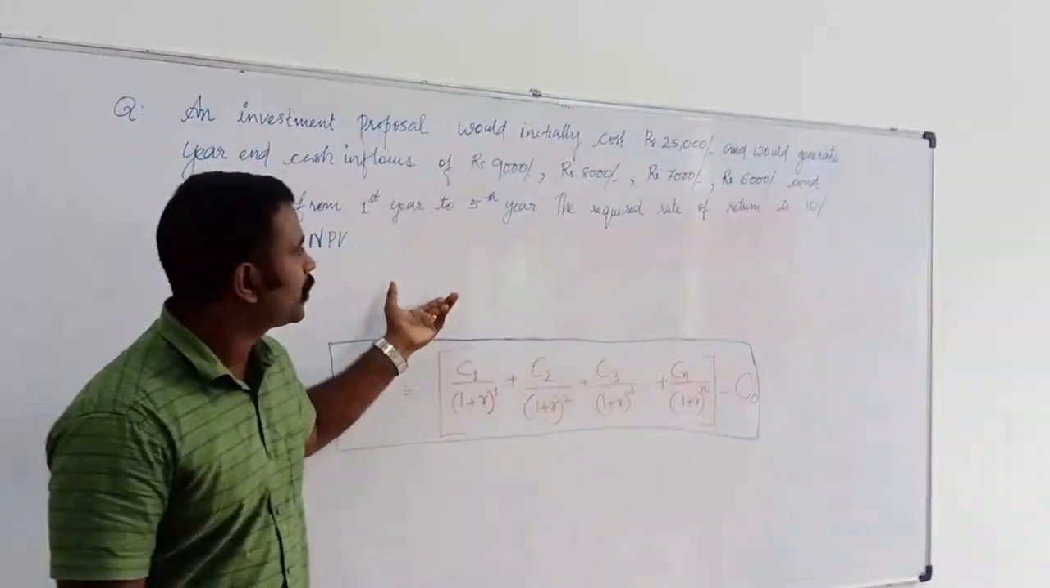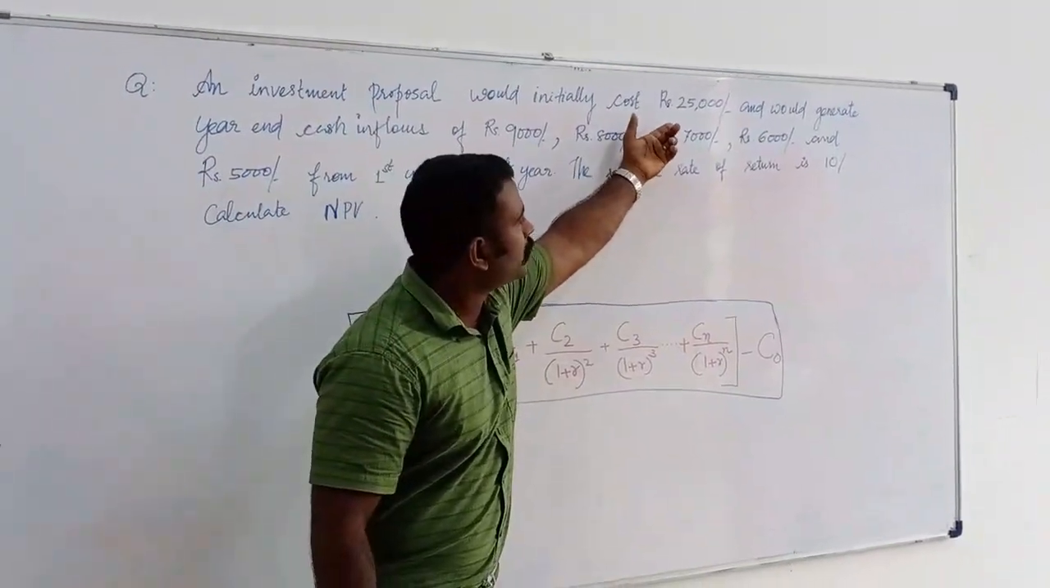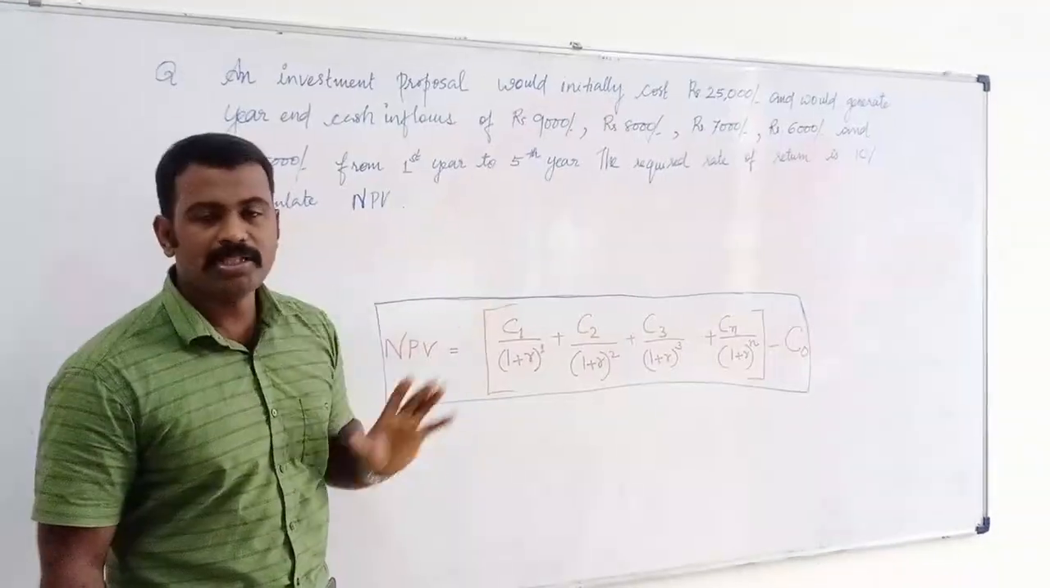It's a simple one, so let's calculate. The first one is rupees 25,000, that is the initial cash outflow.